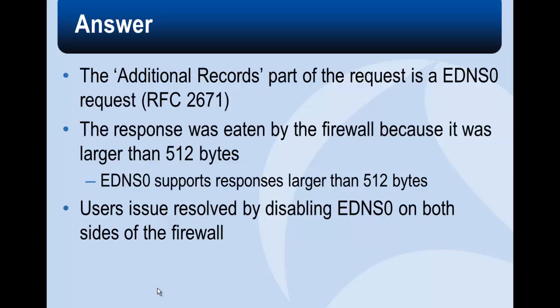The user wound up deciding to turn off eDNS0 on both sides of the firewall, both domains. Don't know why they chose that rather than upgrading to a modern firewall that actually understands modern things, but that was the user's solution in this case. If you're interested in learning more about eDNS0, it's actually RFC 2671. RFCs are interesting reading, and I definitely encourage it.